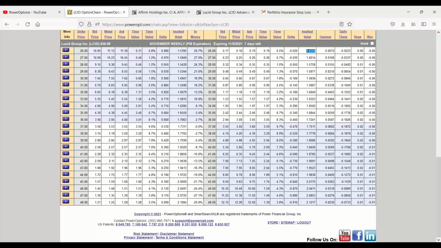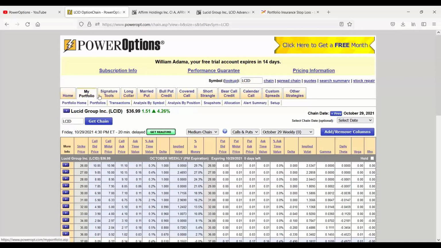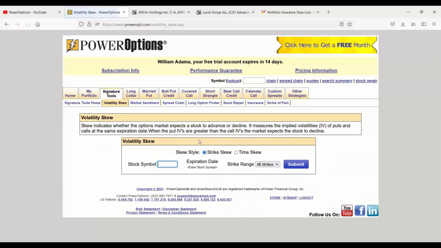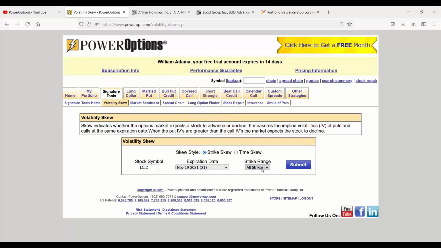David says, look at the IV difference between the put and the call. He means all of them, not just at a delta of 0.3 or delta of 0.4. He's talking about looking across the board, and this is just for one expiration. Of course, you could use the volatility skew tool. We were on Lucid, is that correct? Again, I could go to the November 29th expiration.